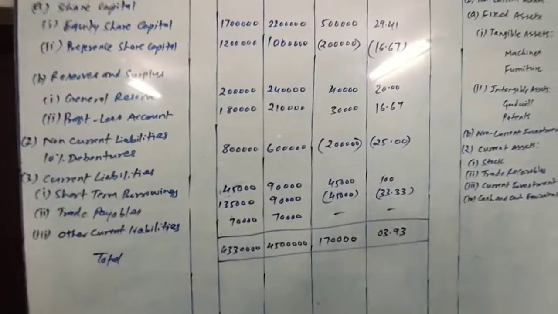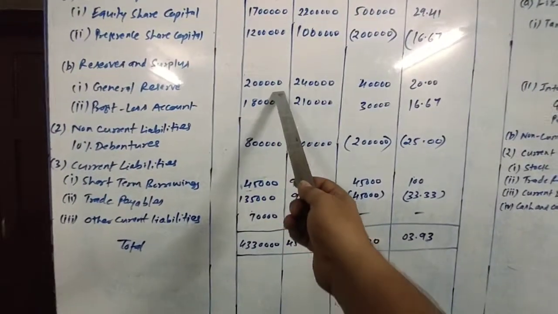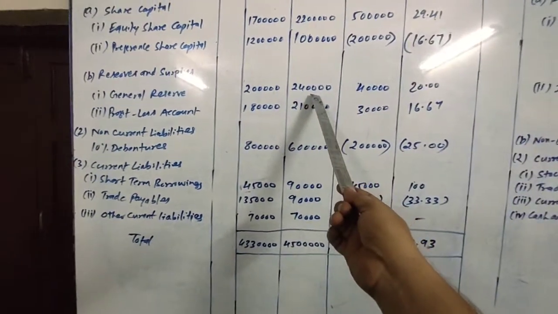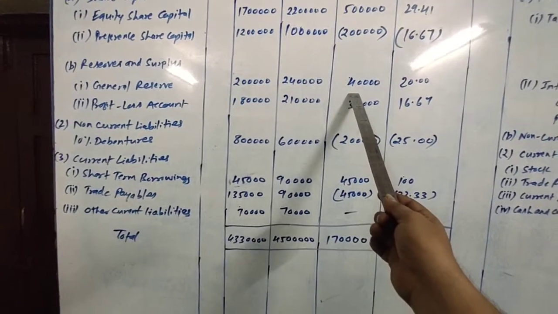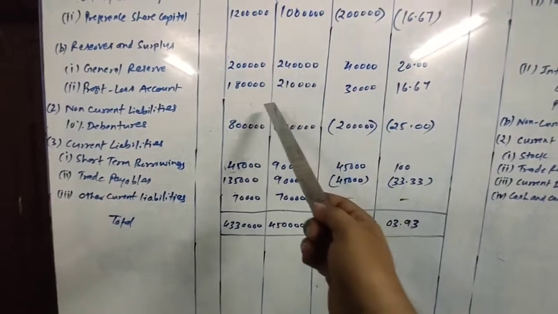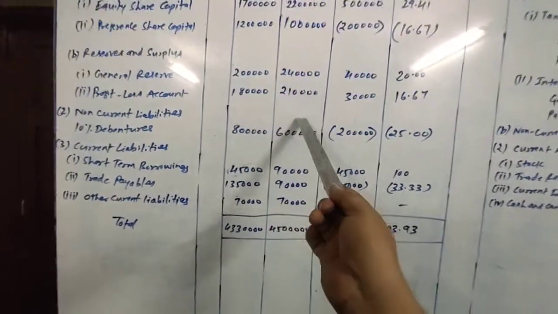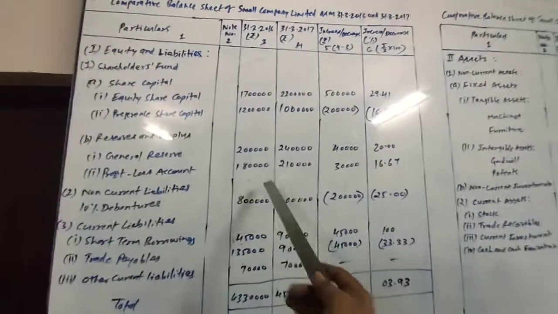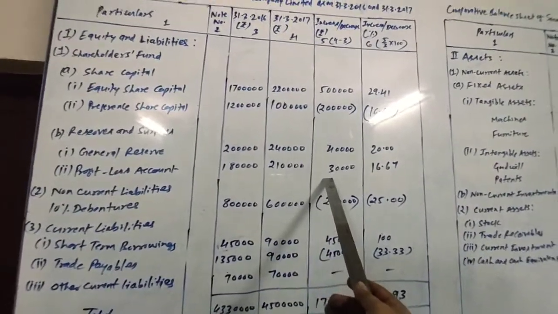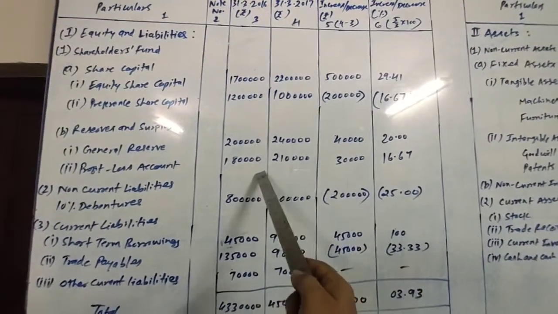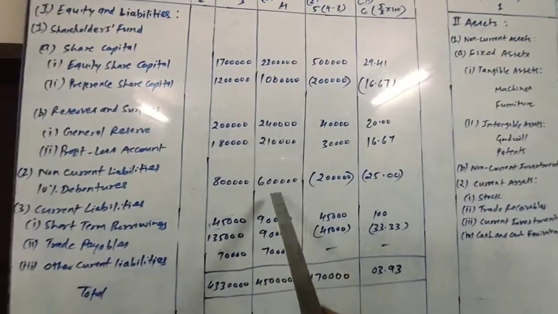Let us see the next one. Next one is general reserve. It is given here 2 lakh and it has become 2,40,000 in 2017. So there is an increase of rupees 40,000, and when we convert this in percentage we get 20%. Then 1,80,000 is the profit and loss account, and 2,10,000 is the amount of profit and loss account in the year 2017. So there is an increase of 30,000, and when we convert in percentage, we get 16.67. This is 30,000 divided by 1,80,000 into 100.